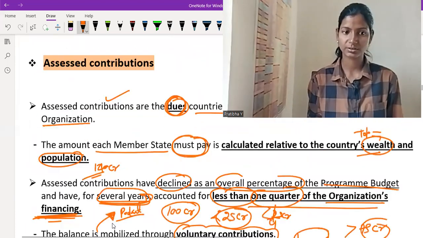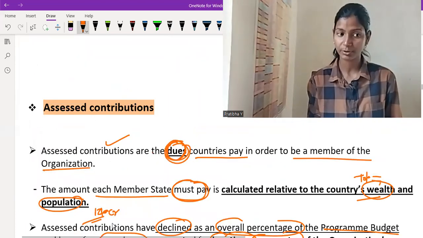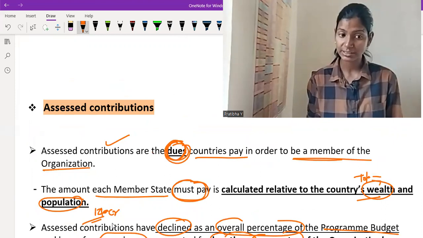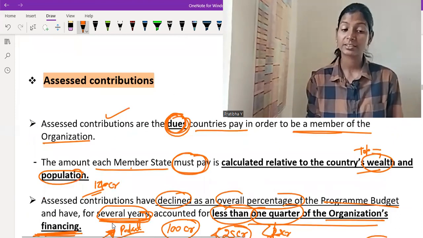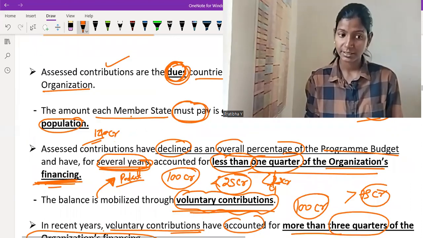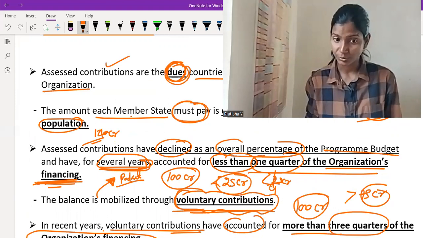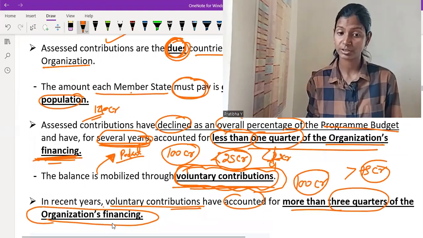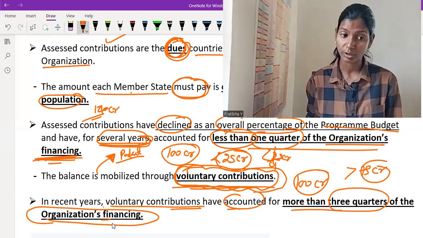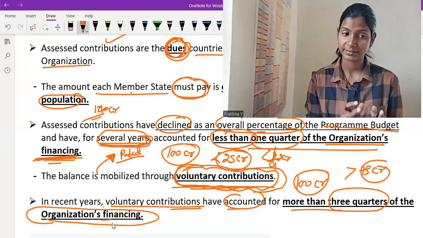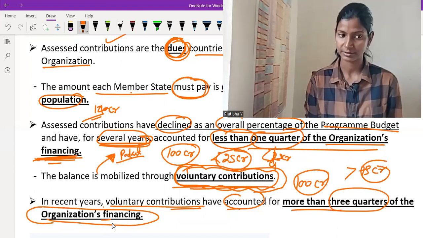Assessed contribution is the due countries pay in order to be a member of the organization, and the amount each member state must pay is calculated accordingly. The assessed contribution has declined over several years. The balance is mobilized through voluntary contributions. And in recent years, voluntary contributions have accounted for more than three-quarters of the organization's funds. That means voluntary contribution and assessed contribution are different.